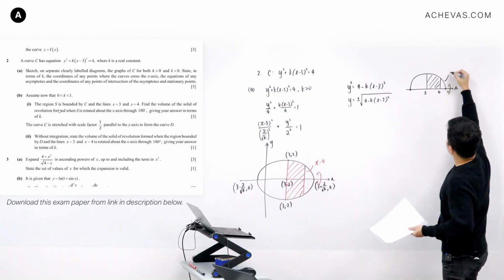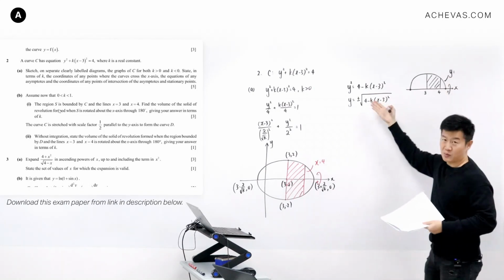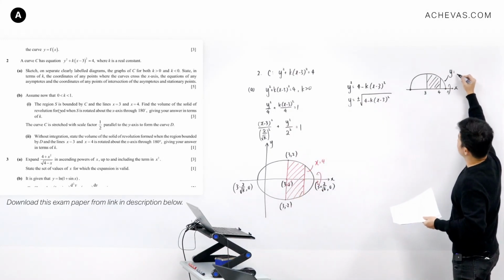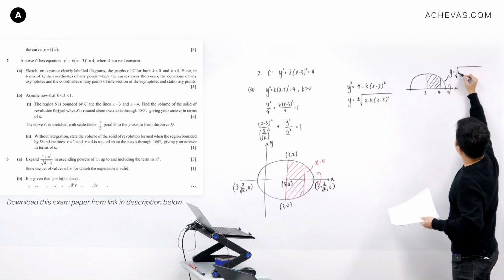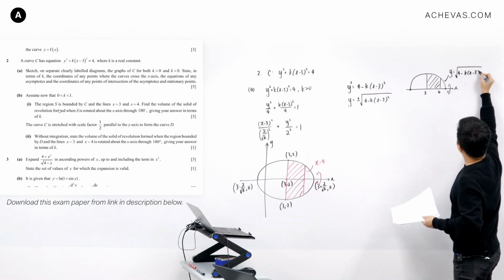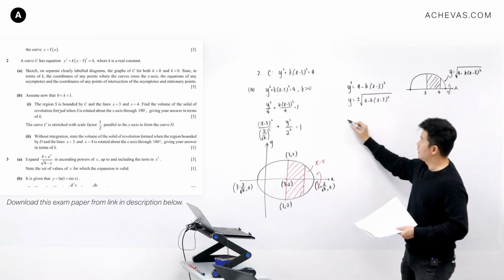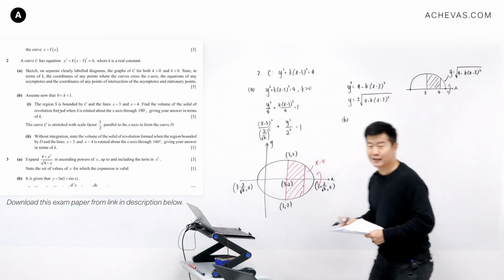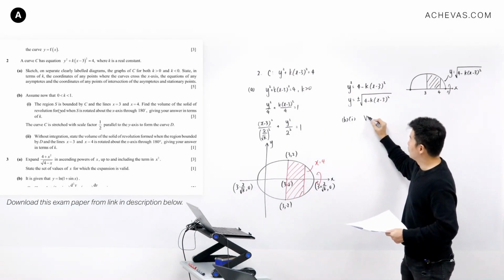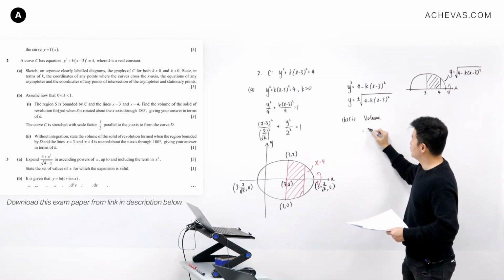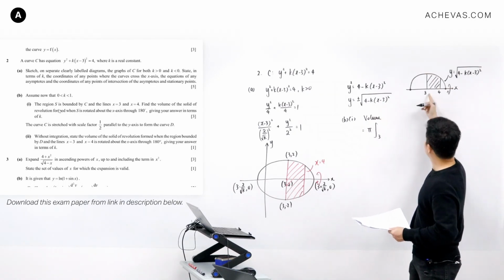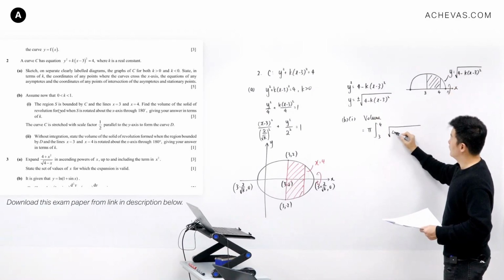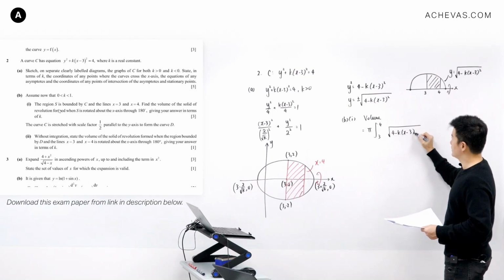And for this part of the graph, the equation is y is equal to plus minus y. So the top portion is going to be plus y, the bottom portion is going to be minus y. So here it's going to be positive square root of 4 minus k x minus 3 squared. So now we can find the volume. This is B part 1. So in part 1, the volume is going to be pi integrating from 3 to 4 of this square root of 4 minus k x minus 3 squared.